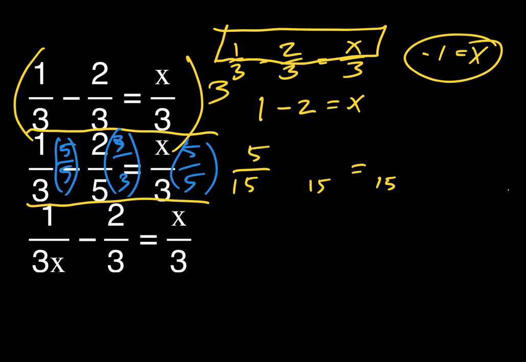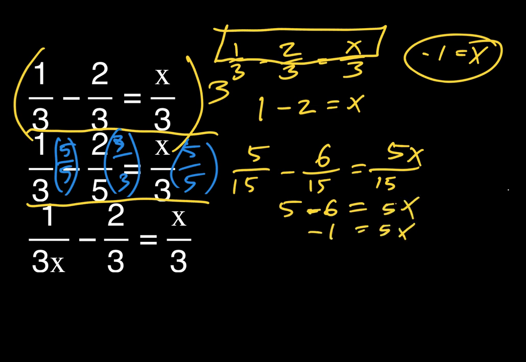This will be 5 over 15 minus 6 over 15 equals 5x. 5 times 1 is the 5. 2 times 3 is the 6. 5 times 3 is 15. 3 times 5 is 15. 5 times 3 is 15. 5 times x. So now I have, as an equation, 5 minus 6 equals 5x. Negative 1 equals 5x. X equals negative 1/5.